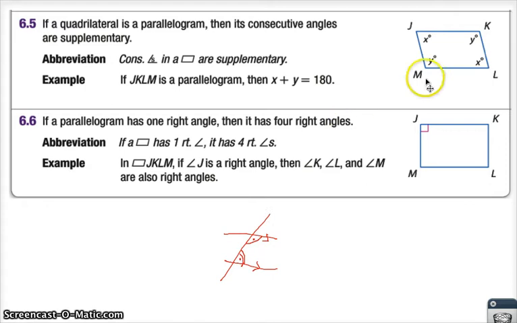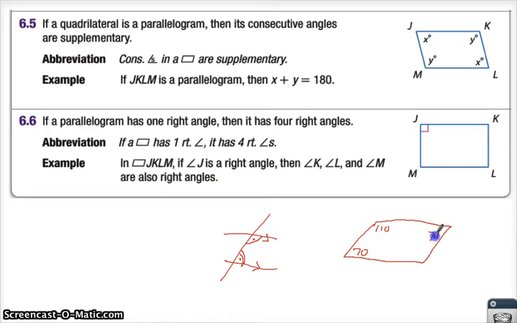So it turns out every consecutive neighbor is supplementary. That's nice for figuring out angles in parallelograms. If you know this is a parallelogram and you know one angle, you can get the rest of the angles really quick. So say I know this is 110 degrees. Well, I know its neighbor has to be supplementary with it, so that makes this have to be 70, and it makes this one have to be 70.